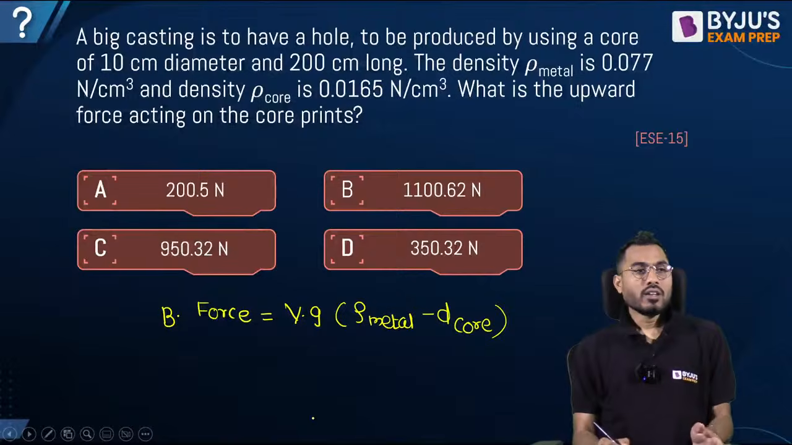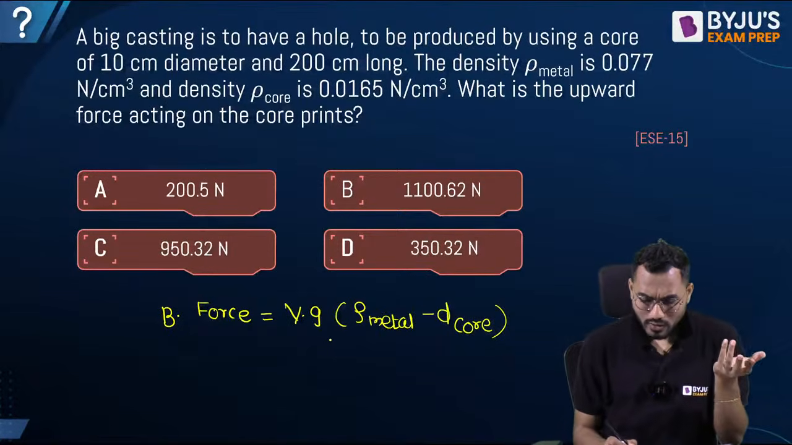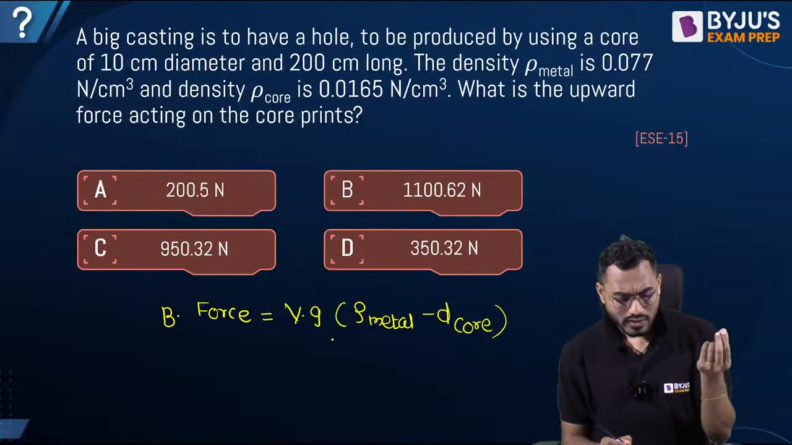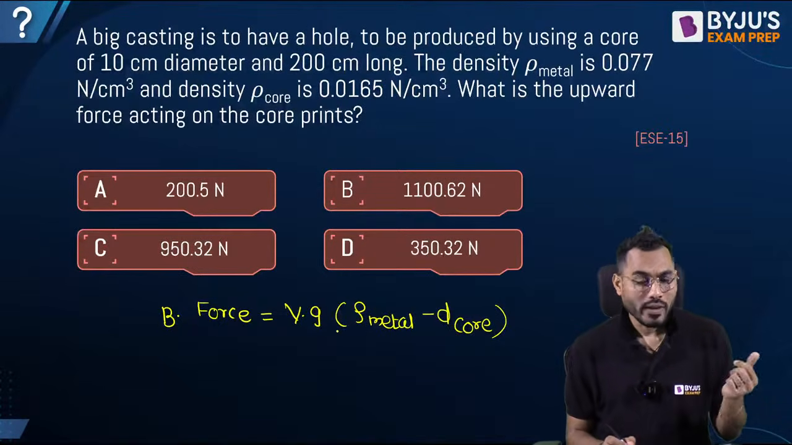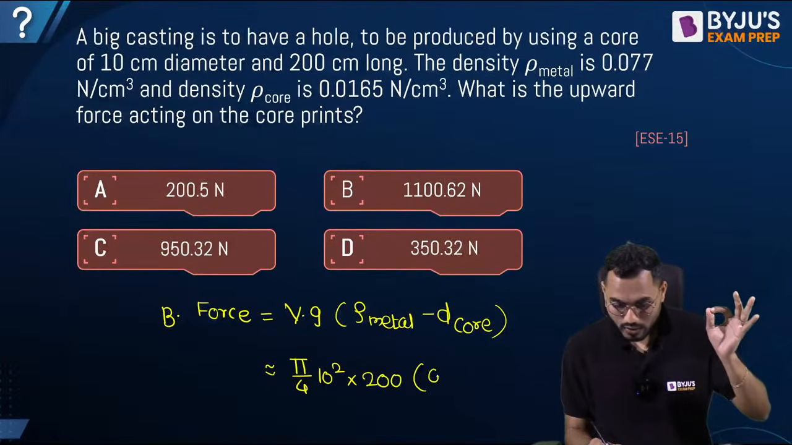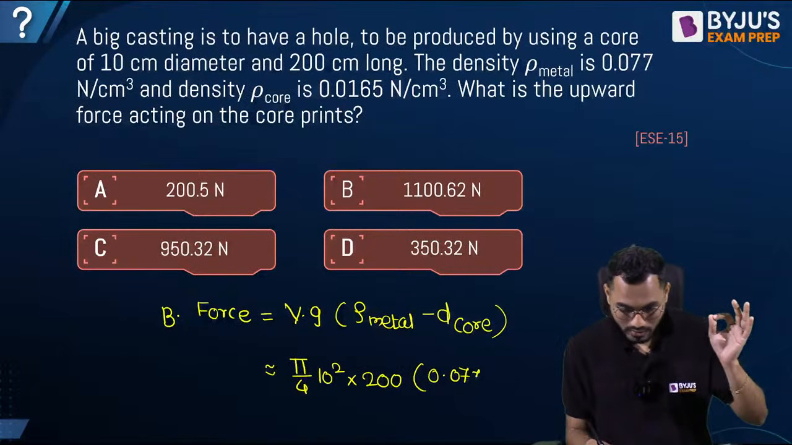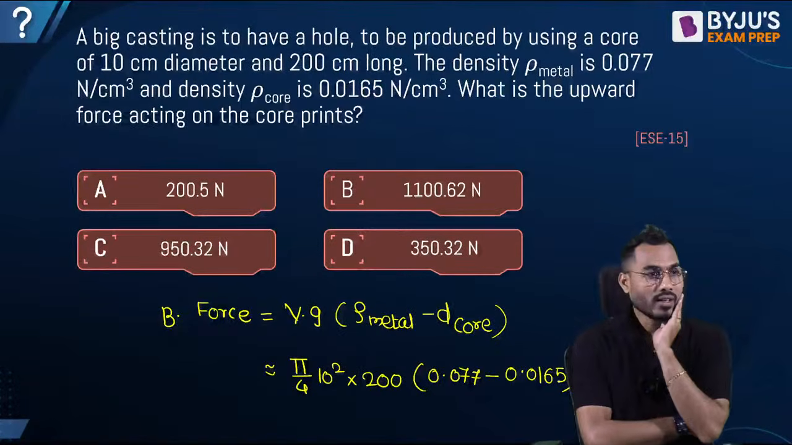We know that the g value is not required here, because the densities are given directly in Newton per centimeter cube. So 9.81 I don't require. What is the volume? Volume is pi by 4 into 10 squared multiplied by 200, and then multiplied by density of metal 0.077 minus density of core 0.0165. Are you accepting, everybody?